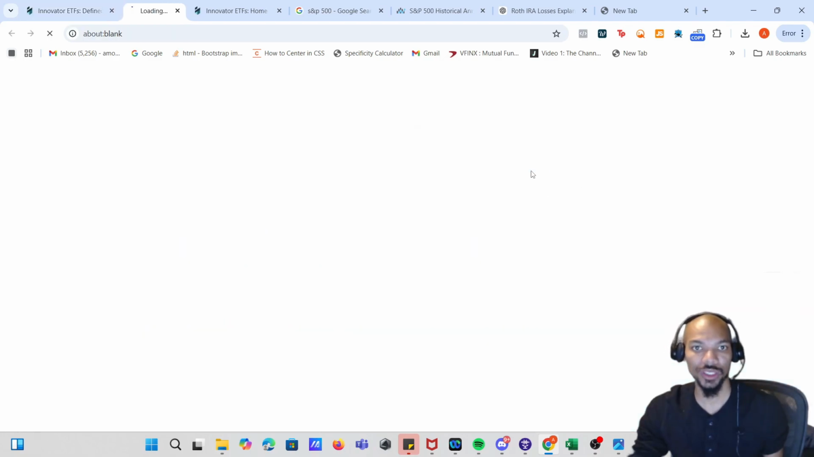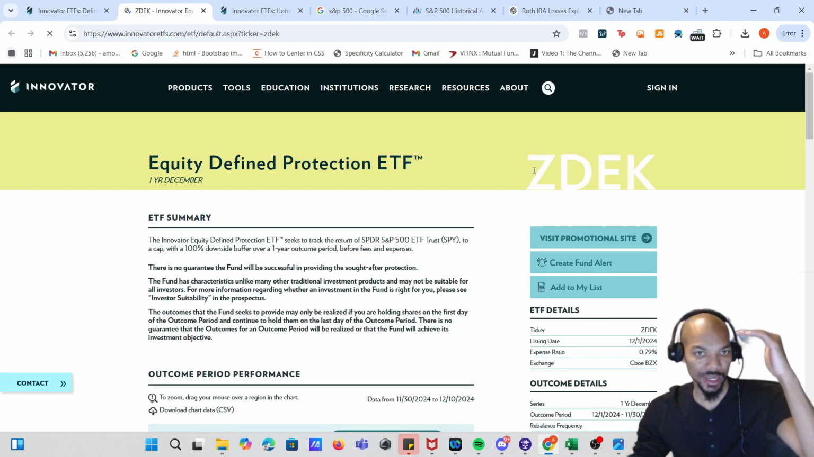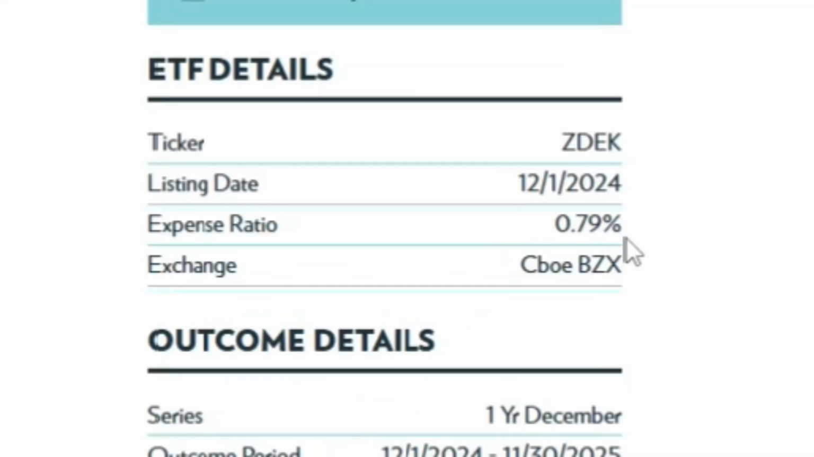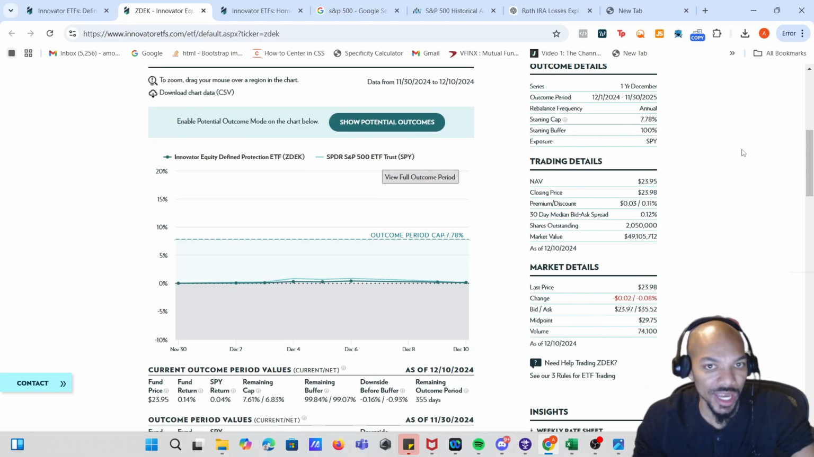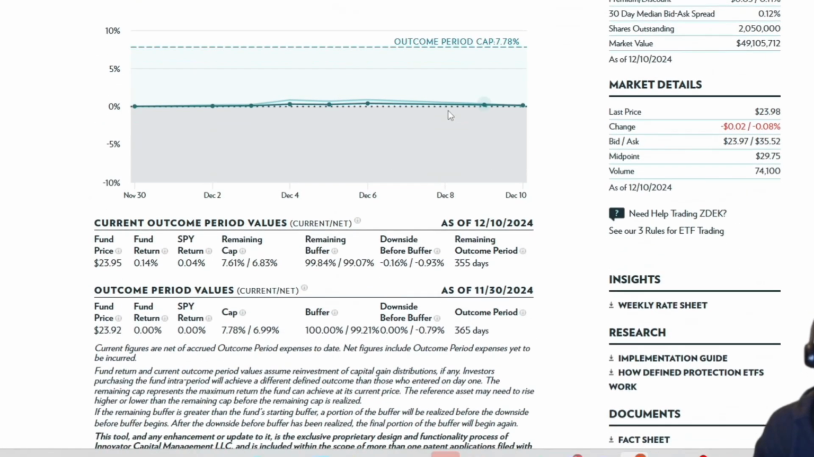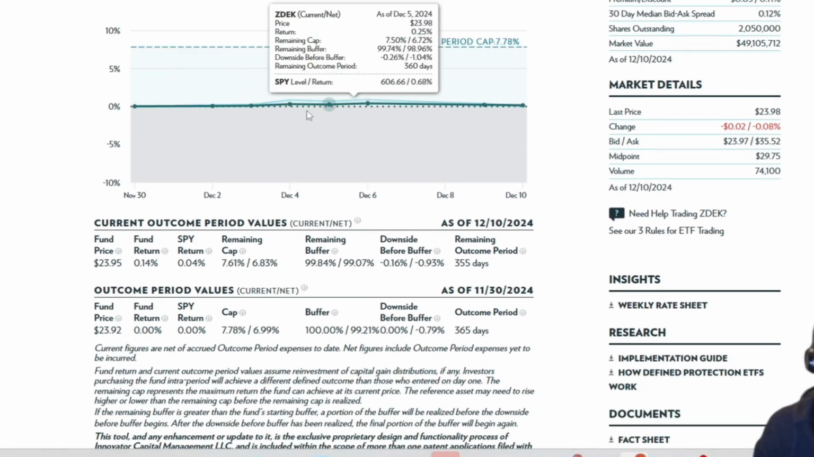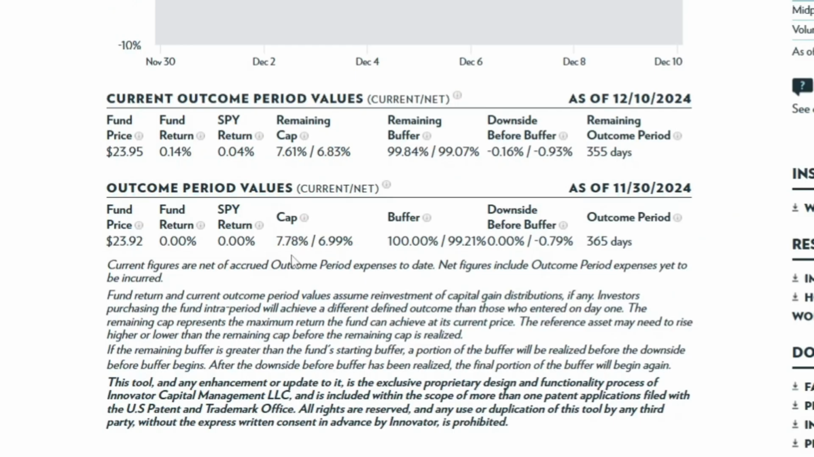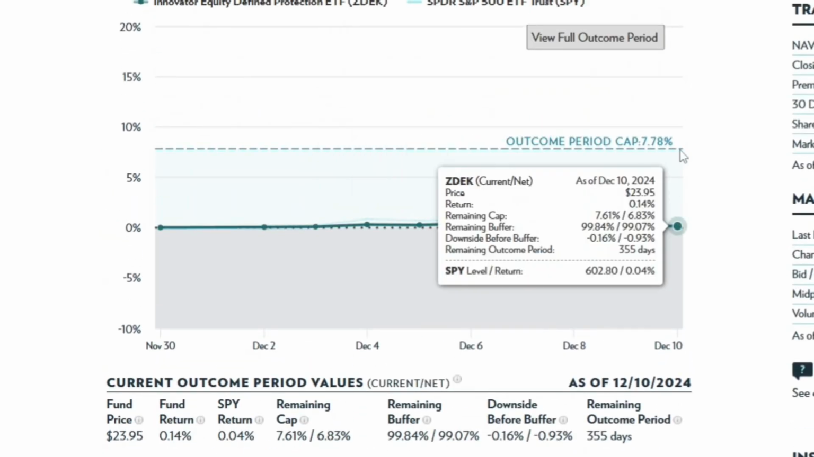Now let's go to the December one, so I can give you definitely more detail. So it says the expense ratio is 0.79%. That's the expense ratio. As you come down, you can see the cap is 7.78. So if you wanted to, day one, 11/30/2024, the cap 7.78%, 6.99 once you factor in fees, 100% protection, so pretty much a risk-free investment. The cap you would get is 7%.